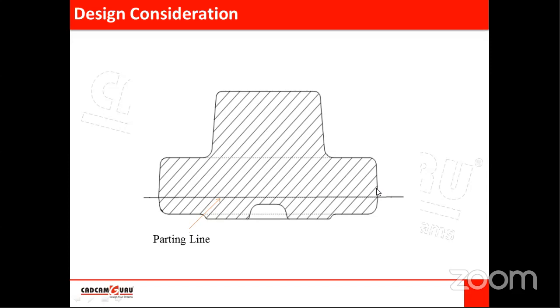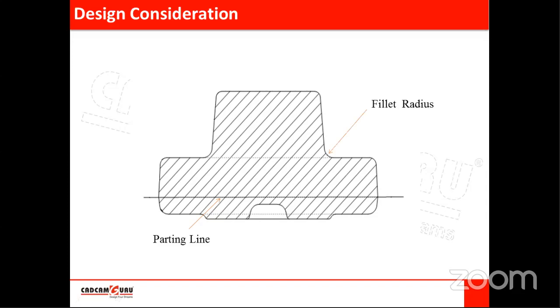But for now, the thing to remember is that this part will be in the upper die and this part will be in the lower die. The workpiece is not moving. Just one die will come from the upper side and apply force on this. So this part will get deformed in the lower die and this will get deformed in the upper die. Right?